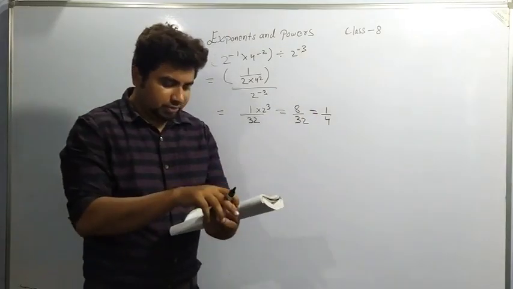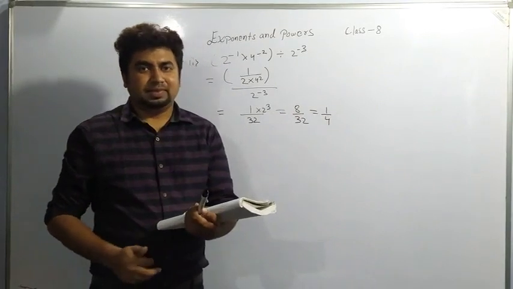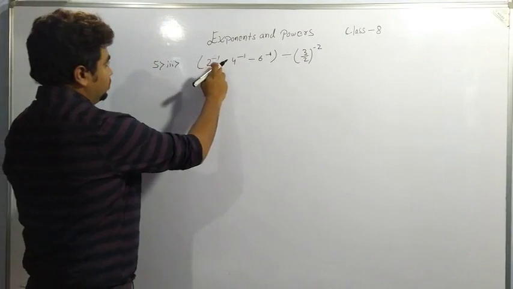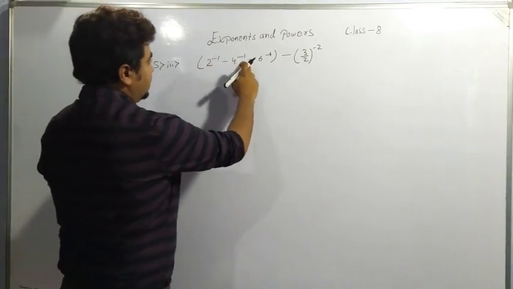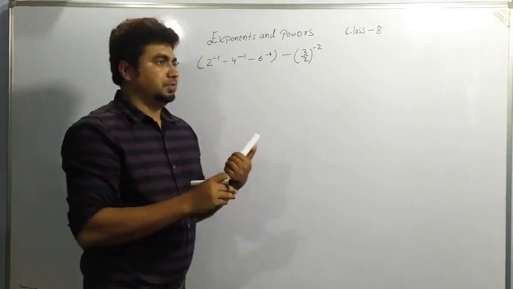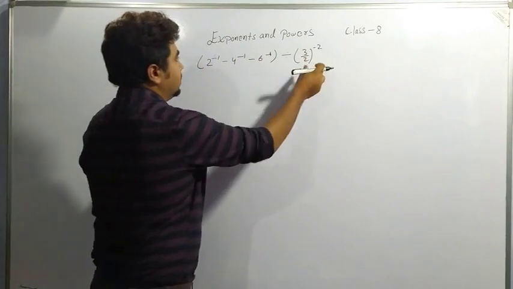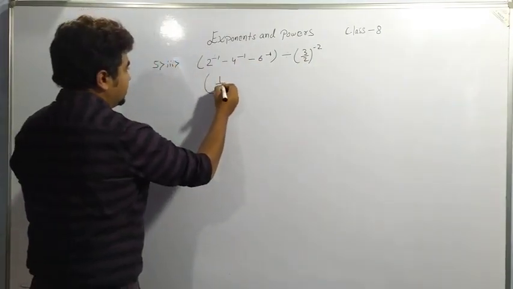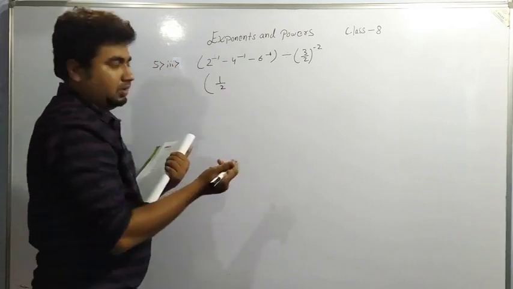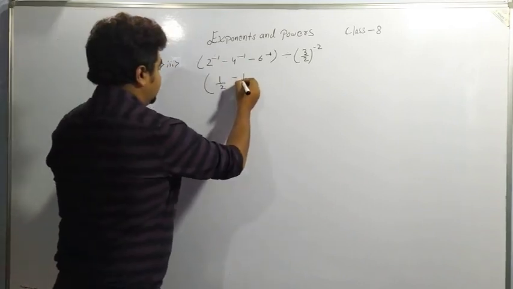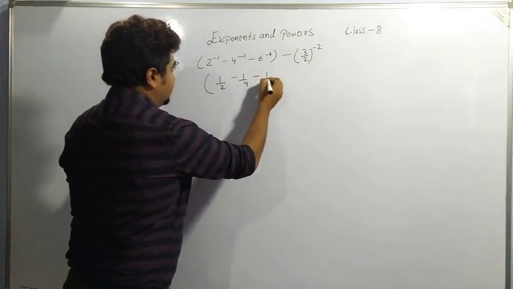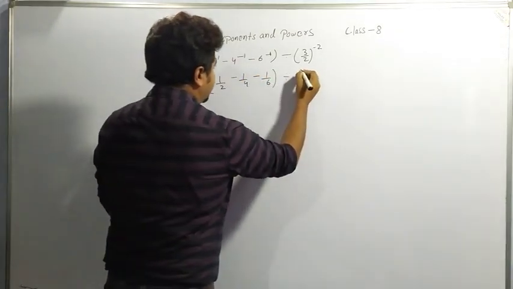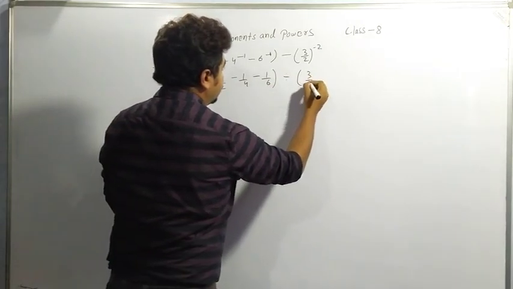Now we will be doing question number 5 part 3. It is given 2 to power minus 1, 4 to power minus 1, 6 to power minus 1, which is divided by 3 to power minus 2. First of all, we will be calculating this part. This can be written as 1 by 2, again this is 1 by 4, and this is again 1 by 6, divided by, let's leave it like this only, 3 by 2 to power minus 2.